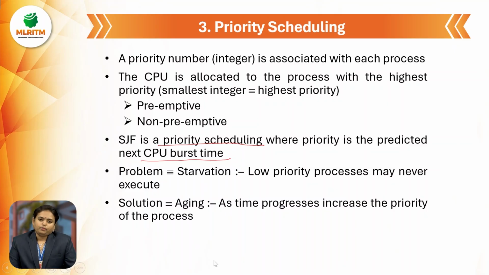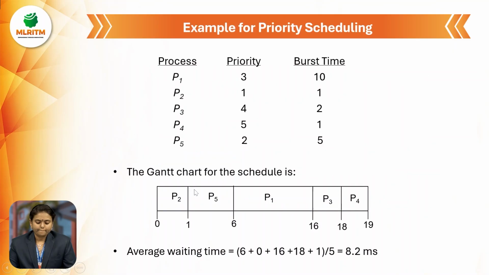So here is the problem. What is that problem? Starvation. That means low priority processes may never execute. If they have low priority, they might never be executed. And for that, what is the solution? Aging. As time progresses, increase the priority of the process. That is the solution for the starvation problem.